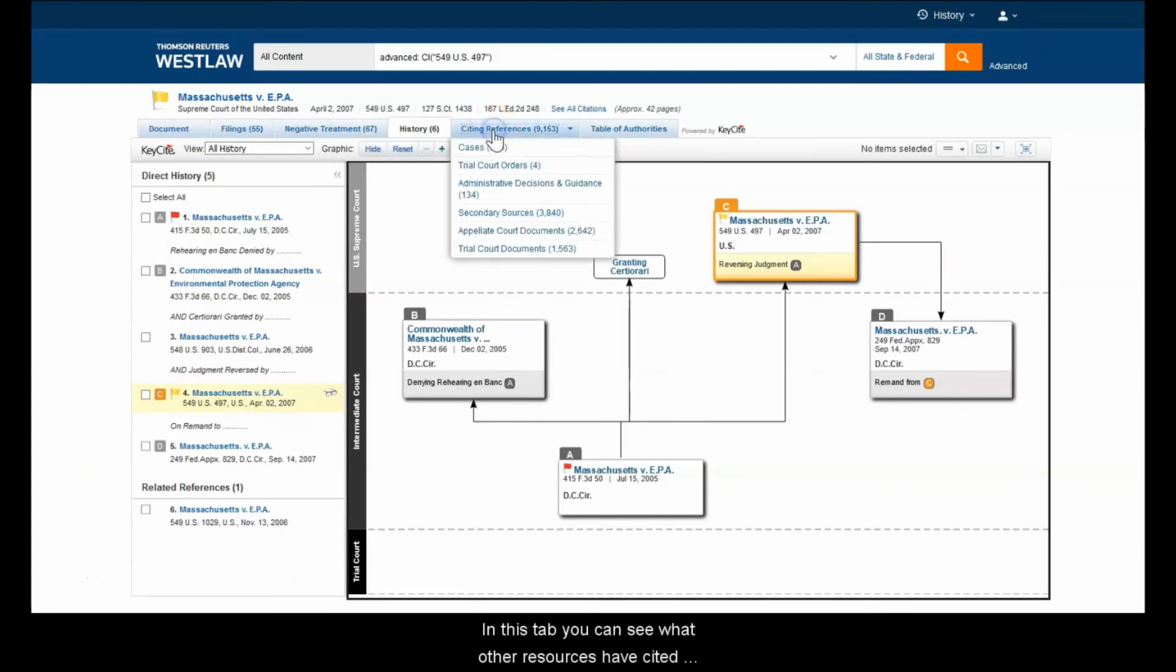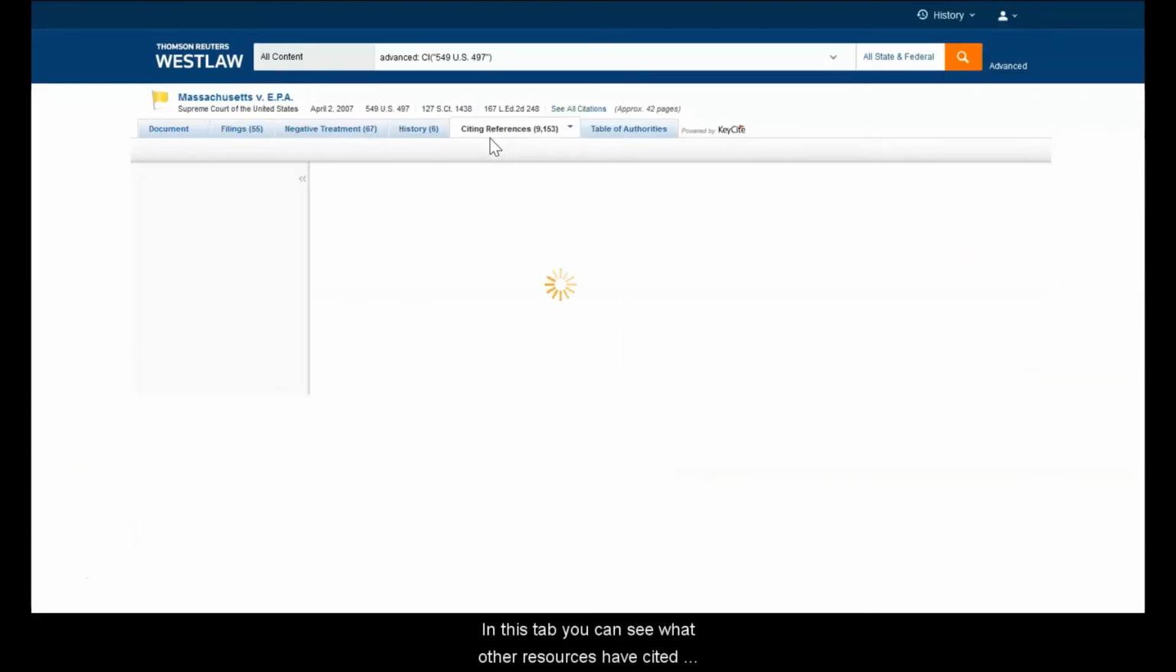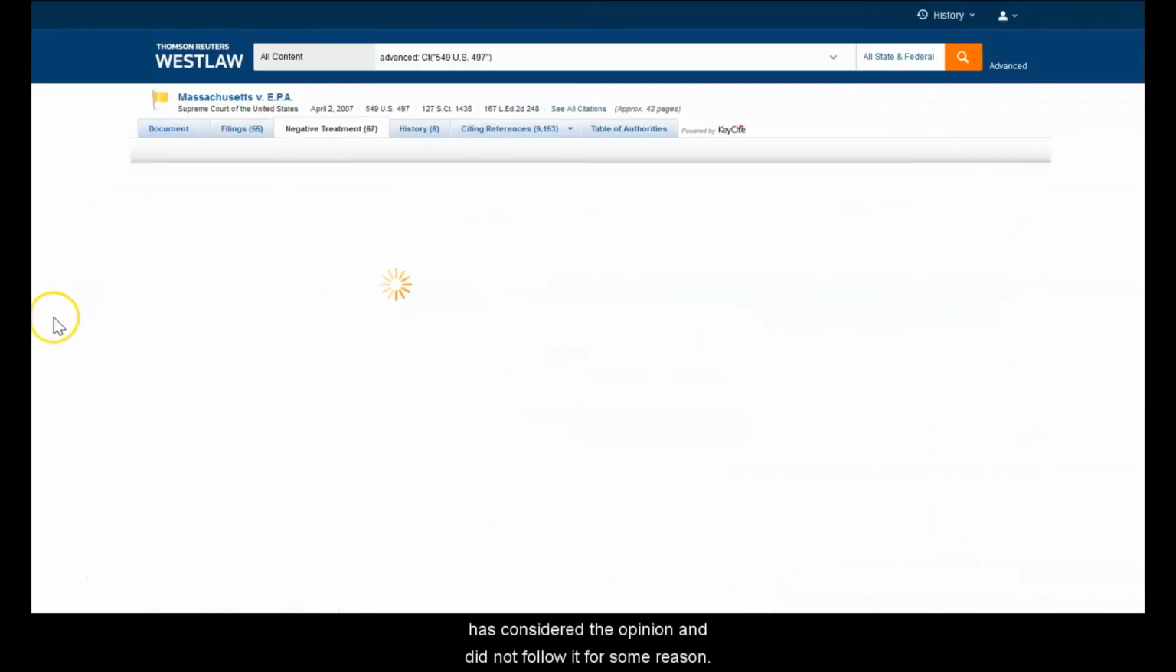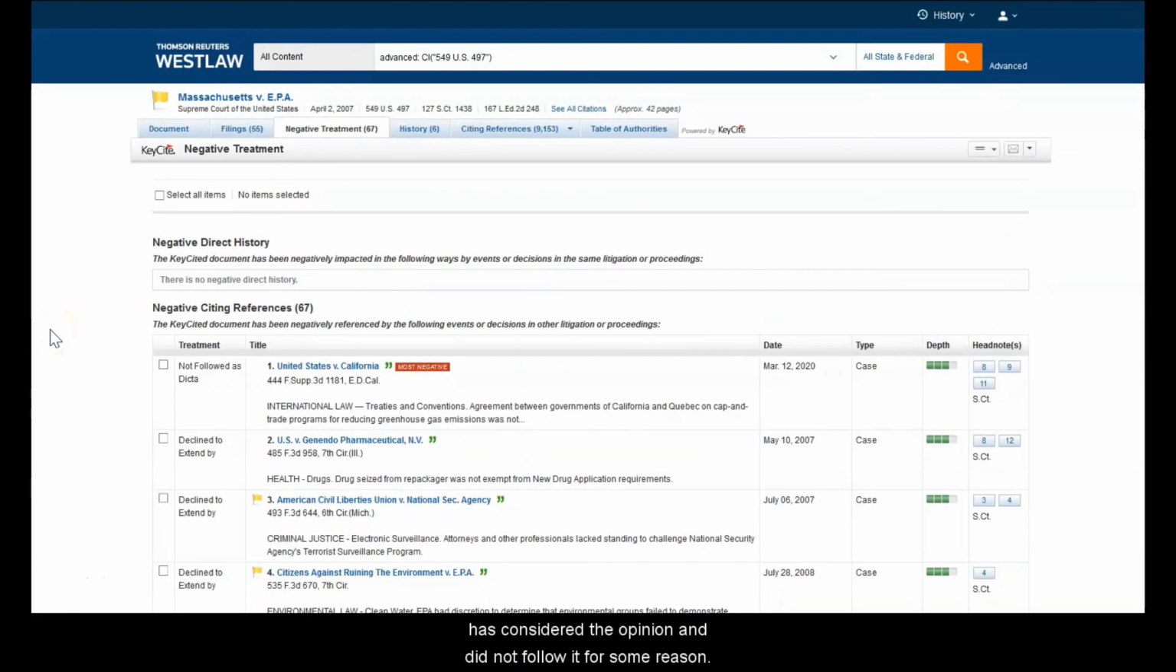In this tab, you can see what other resources have cited this case, such as other cases and secondary sources like law reviews. It's especially important to look at how other cases have treated this decision. There is a specific tab for negative treatments of the case, meaning that another court has considered the opinion and did not follow it for some reason. It could be that the decision of the prior case does not fit or relate to the facts of the current case, or if the court does not consider it precedential, like in this first entry on the list.